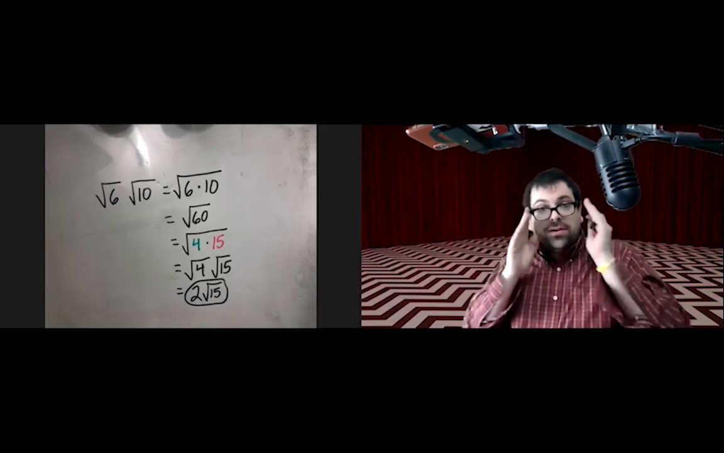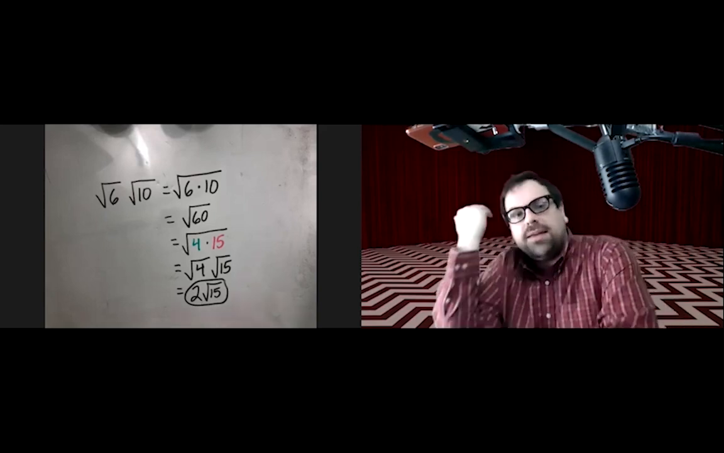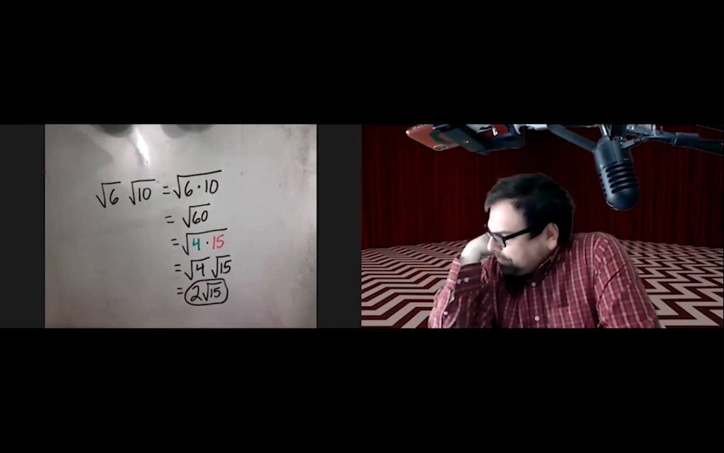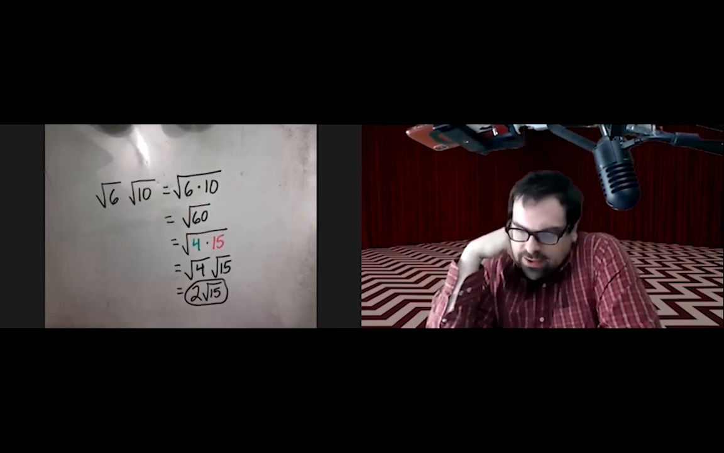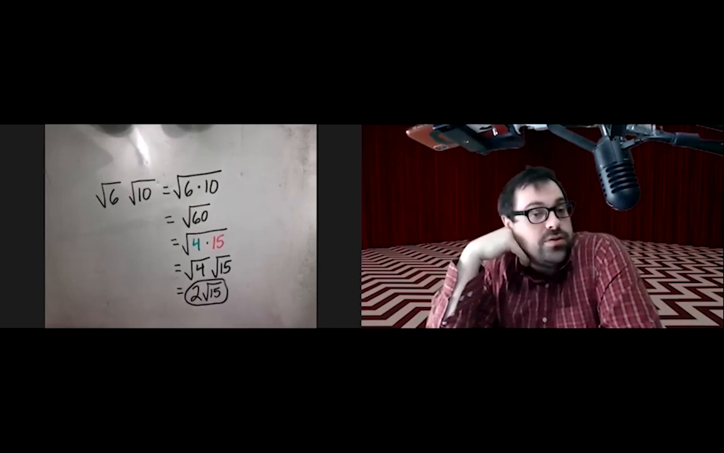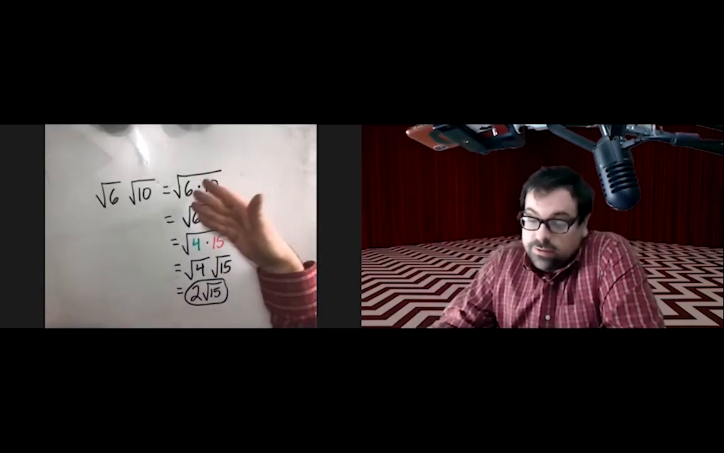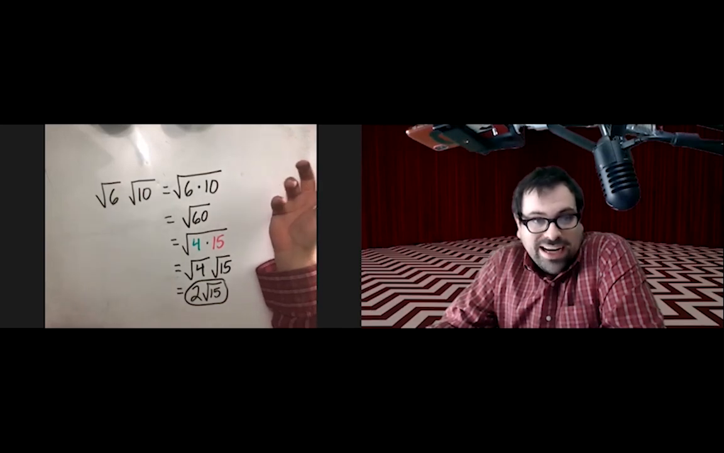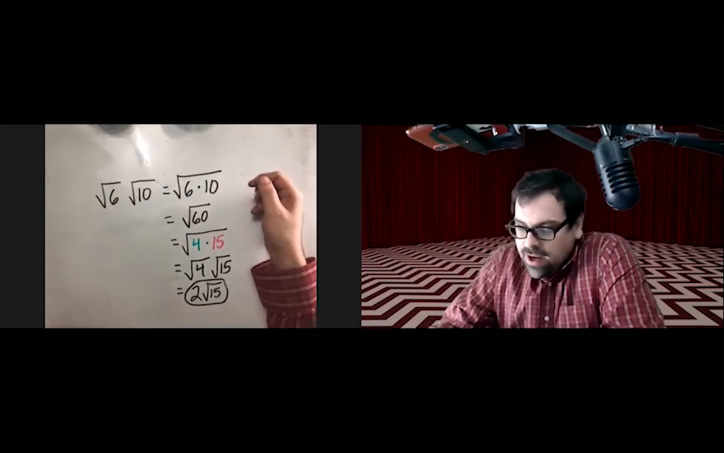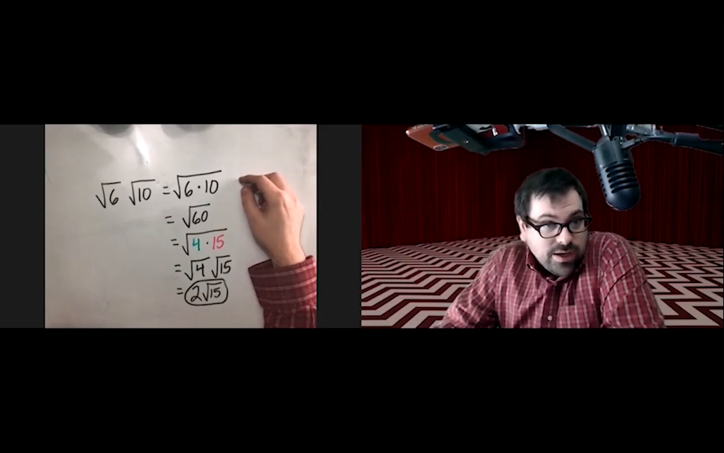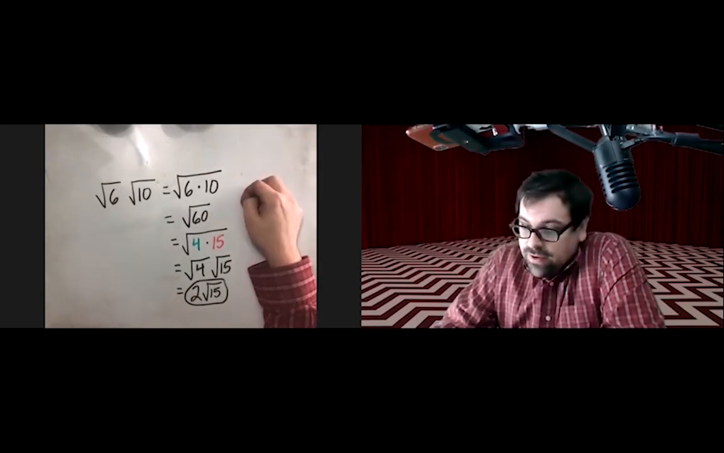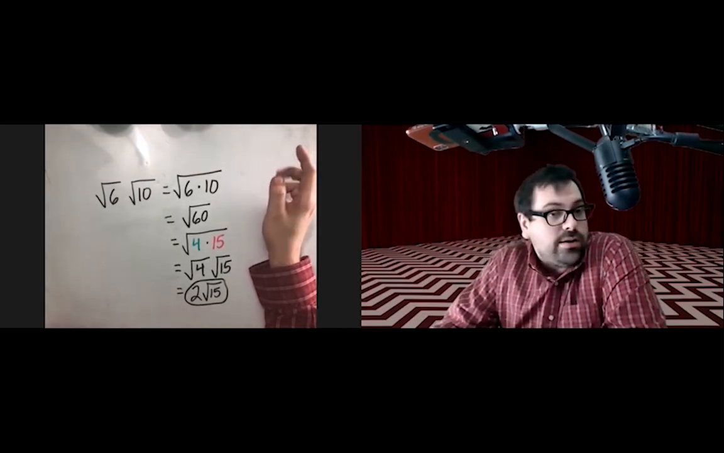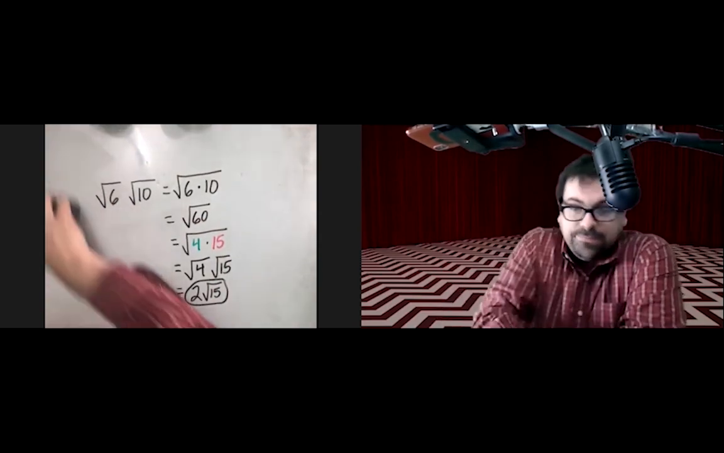Now remember, we have our special instruction that's always at play. Assume that we have positive real numbers. Here we can see 6 and 10 are positive real numbers. We don't have to worry about any absolute value signs. But our next example is going to involve x. So we do have our special instruction. X represents a positive real number. We don't have to worry about putting absolute value signs in.